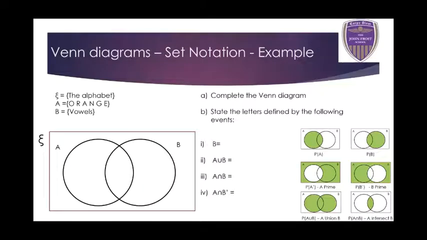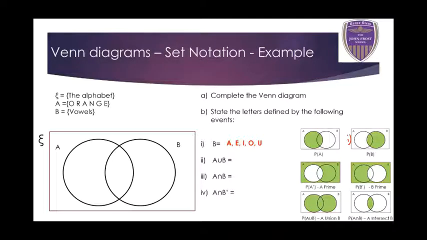So it doesn't have to be numbers, it could be letters this time. Okay, so in this case, the universal set is the alphabet. Event A is the word orange, or the letters O-R-A-N-G-E, and event B is the vowels in the alphabet. Okay, so for I, we need to describe event B, which is all the vowels. So if I change my pen, that is going to be this one here. So what's in circle B? Well, that's just the vowels, A, E, I, O, U.